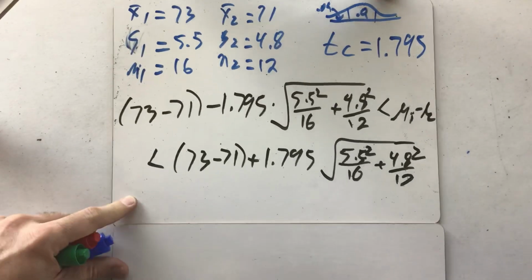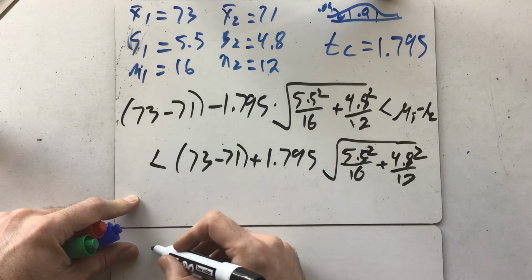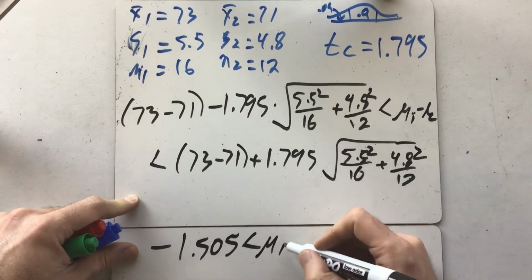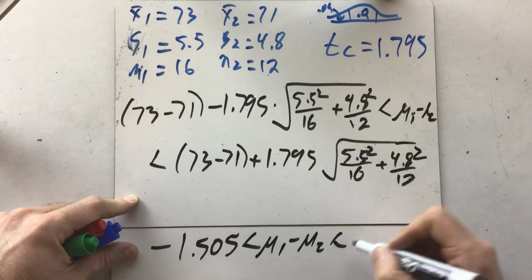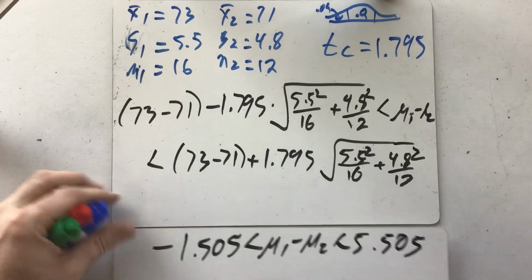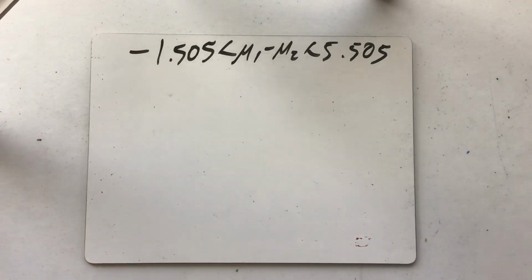But okay, let's calculate these numbers out. When I put all this in my calculator, I get negative 1.505 less than mu1 minus mu2 less than 5.505. Okay, so I calculate all those out, and this is my confidence interval.